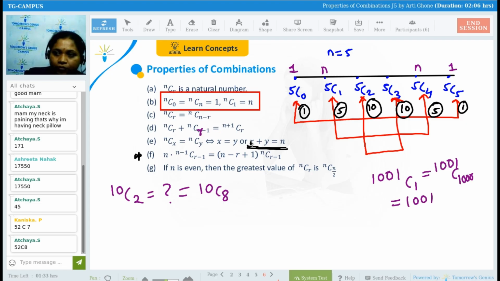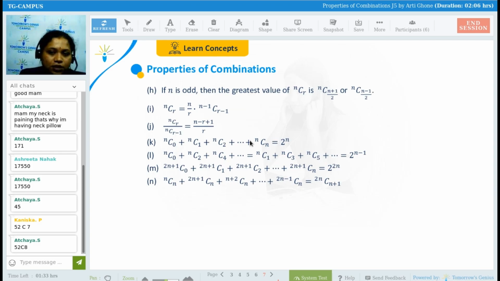Otherwise, skip it. Okay. Now, if n is even, then the greatest value arises at the middle. See, middle combinations are always showing the greatest value. First, I will take the odd case. What is the odd case? nC((n plus 1) by 2). Just take it with 5 only.